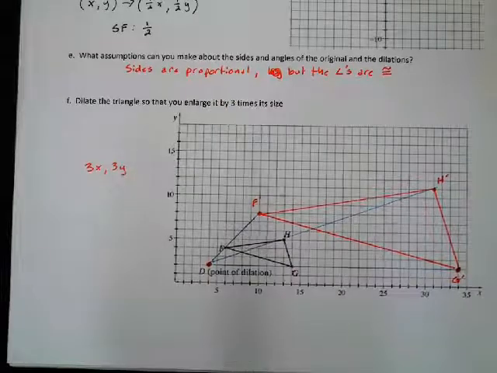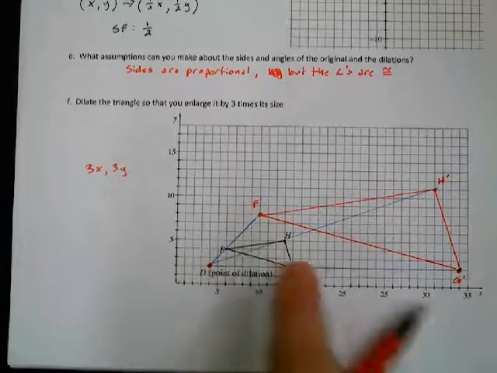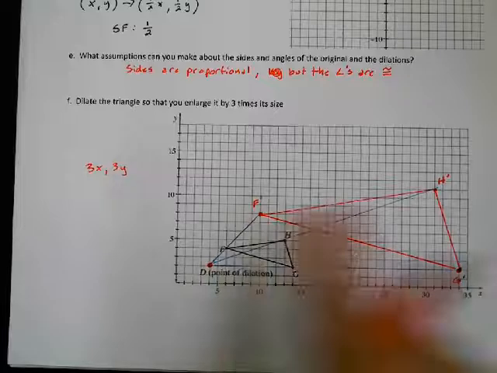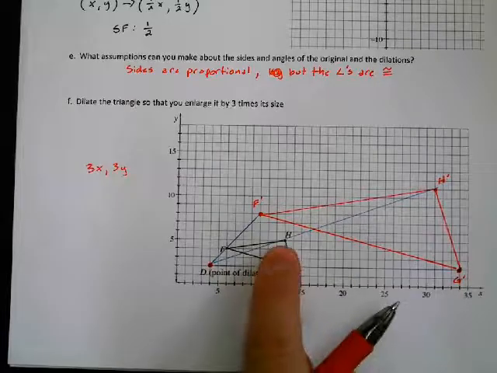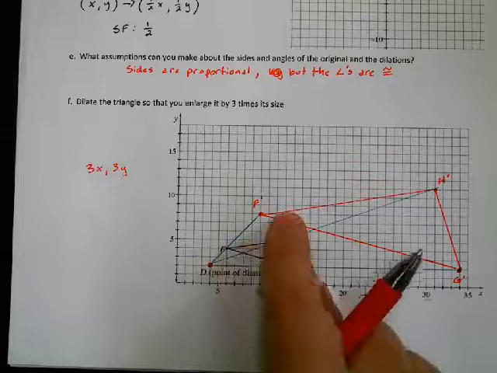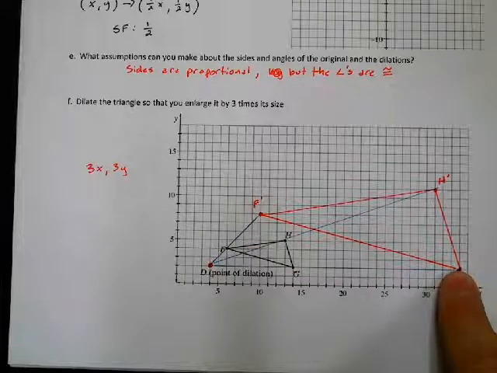Notice that this line up here is parallel to that one. HG is parallel to H prime G prime. So all of these angles should be the same. H should be the same angle measurement as H prime. F should be the same angle measurement as F prime. G should be the same measurement as G prime. So the angles are the same, but the sides are not the same.